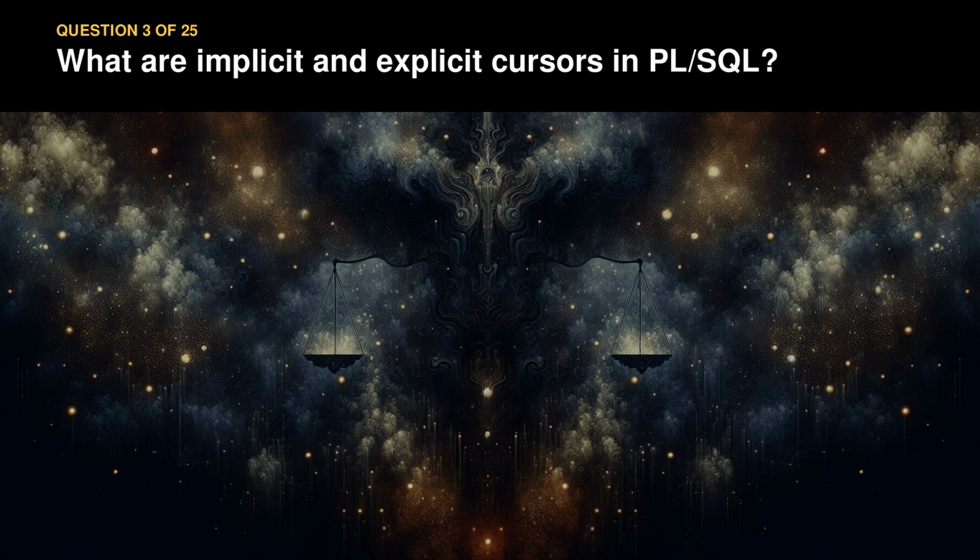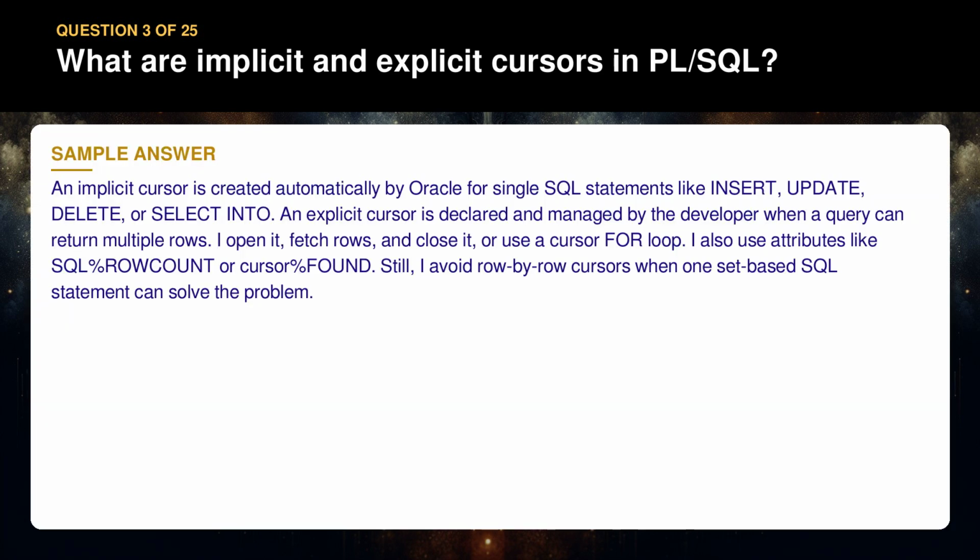Question 3. What are implicit and explicit cursors in PL/SQL? An implicit cursor is created automatically by Oracle for single SQL statements like insert, update, delete, or select into. An explicit cursor is declared and managed by the developer when a query can return multiple rows. I open it, fetch rows, and close it, or use a cursor FOR loop.